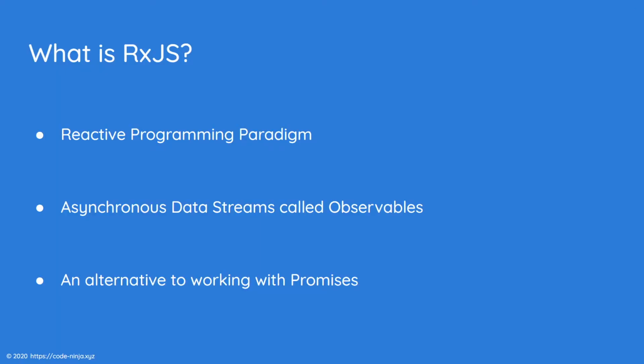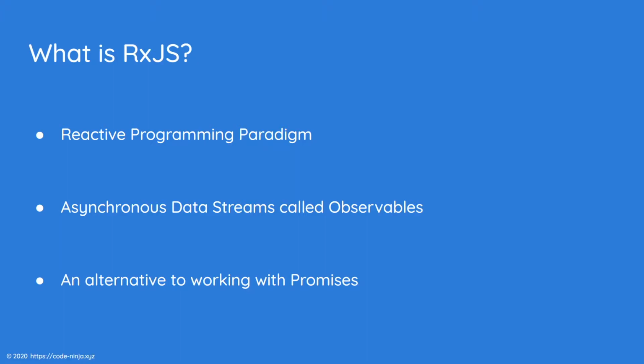So, what is RxJS? RxJS is a library that lets you write code using the reactive programming paradigm. A programming paradigm, in simple terms, is just a way of thinking about your code. It's a mental model of how you go about writing code in that paradigm. You've probably used some popular paradigms such as imperative, object-oriented, and functional programming paradigms. Like functional, reactive is a declarative paradigm and is in some ways an extension of the concepts of the functional paradigm.